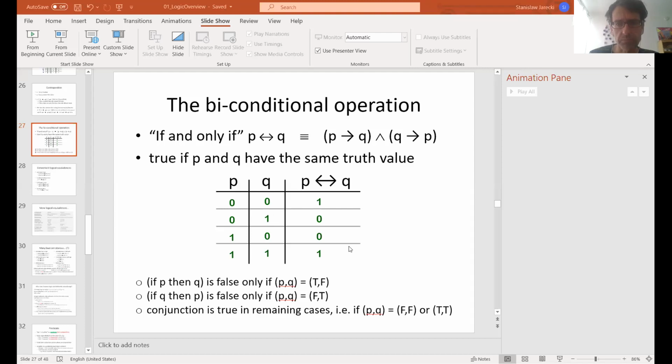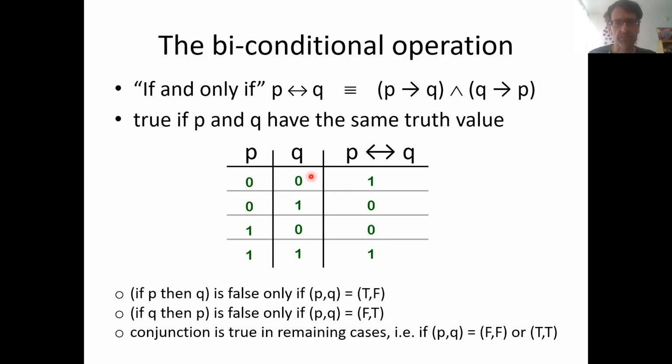Here's the slide that was the last one we had. We introduce one more logical operation, the bi-conditional. A bi-conditional is expressed with this double arrow in both directions, and it's read "if and only if." So this statement is read: P, if and only if Q.